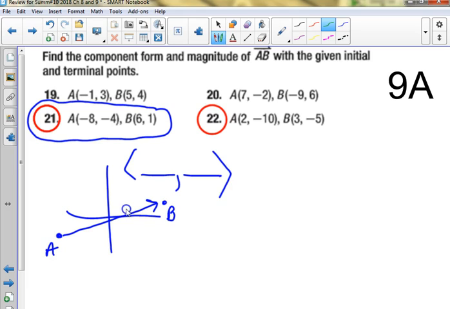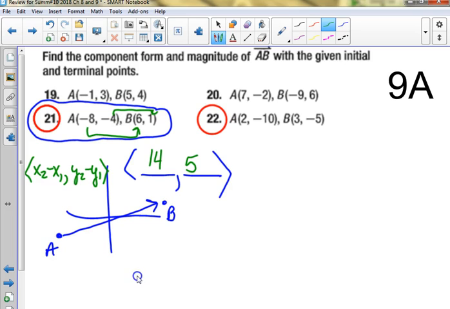That's going to be the magnitude, but it's not the components. The formula looks like this, but we just really used our brain. We said it goes from -8 up to +6, or to the right to 6, which is 14. And -4 went up to 1, which is up 5. Or 6 minus -8 is 14. 1 minus -4 is 5.